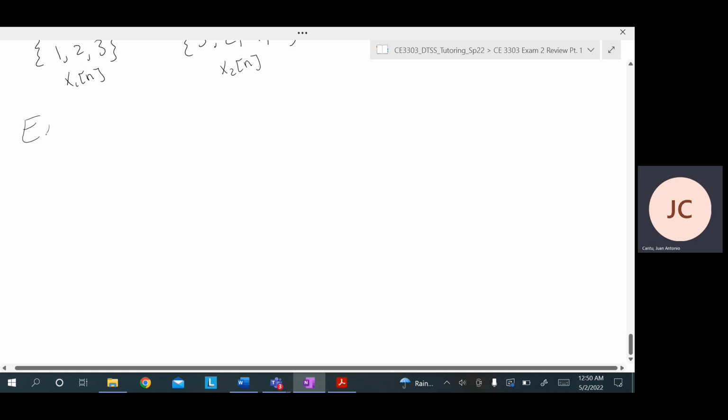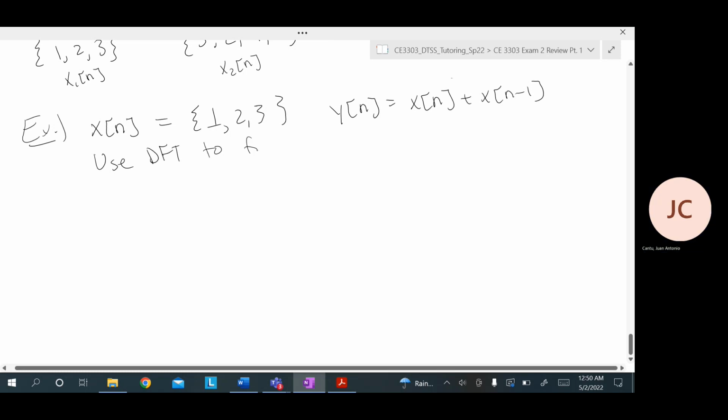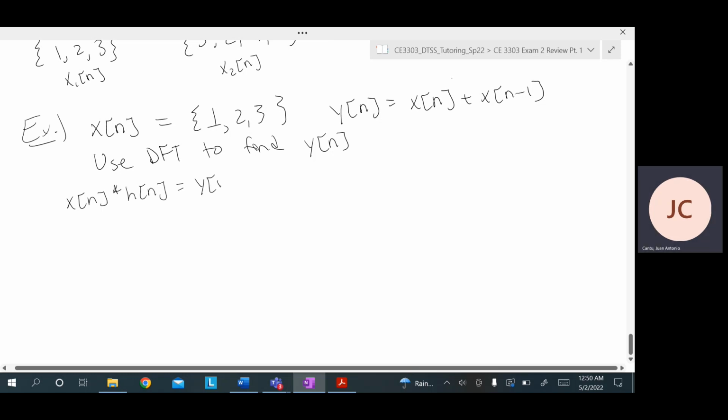So let's say, not going to go through this full example, but let's say we're given x of n is equal to 1, 2, 3. Let's say we have a DTLTI system that is y of n equals x of n plus x of n minus 1. And it asks use DFT to find y of n. We first need to convolve something. So remember, x of n convolved with our impulse response is equal to y of n. The first thing we need to do is recognize the moving average form, where we just have x terms on one side of our difference equation, so you just read off the coefficients for your impulse response. So h of n is simply equal to 1, 1.